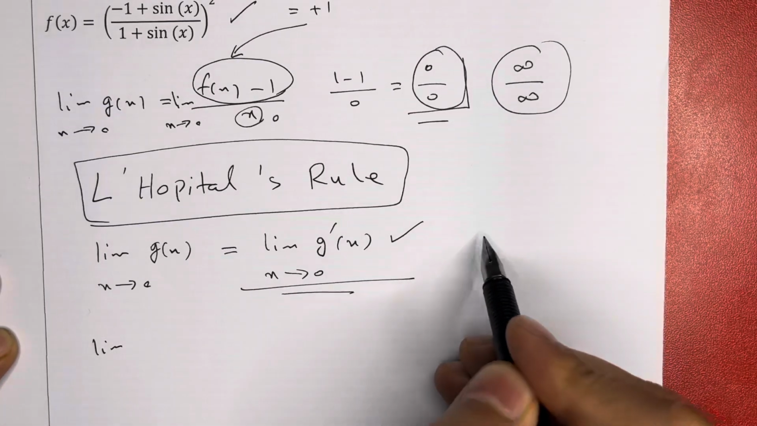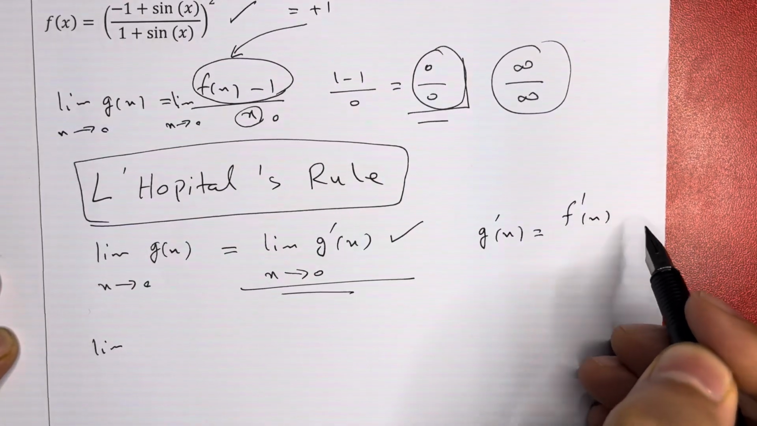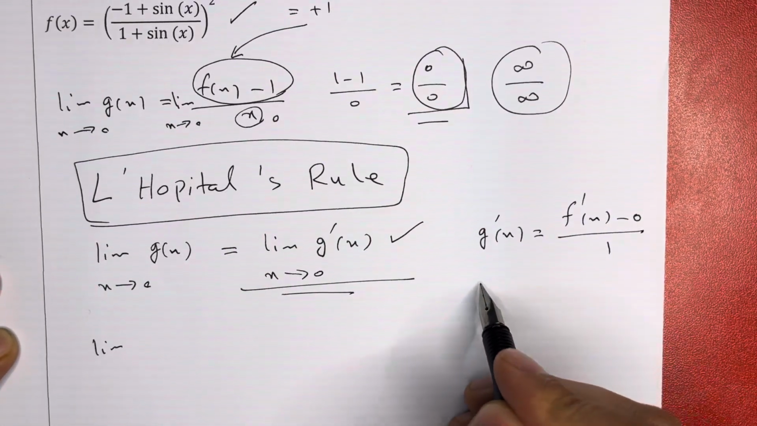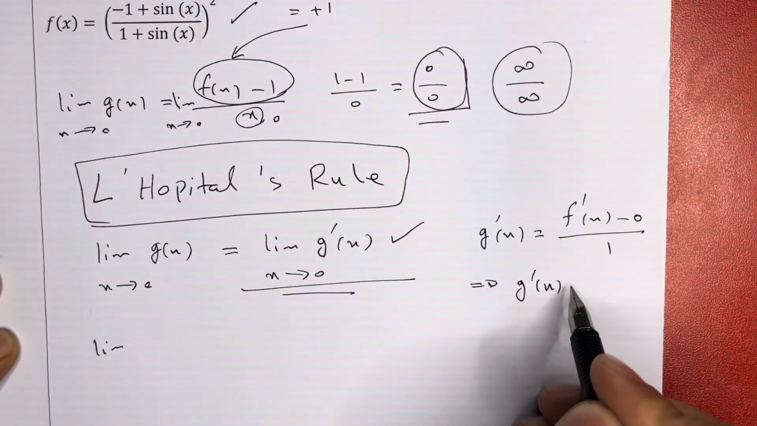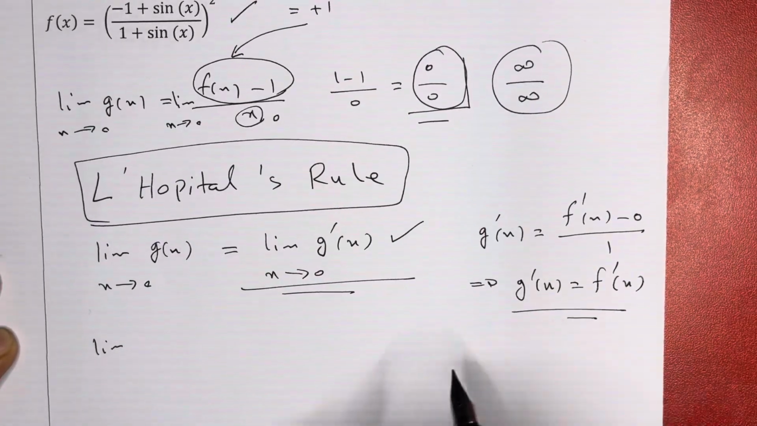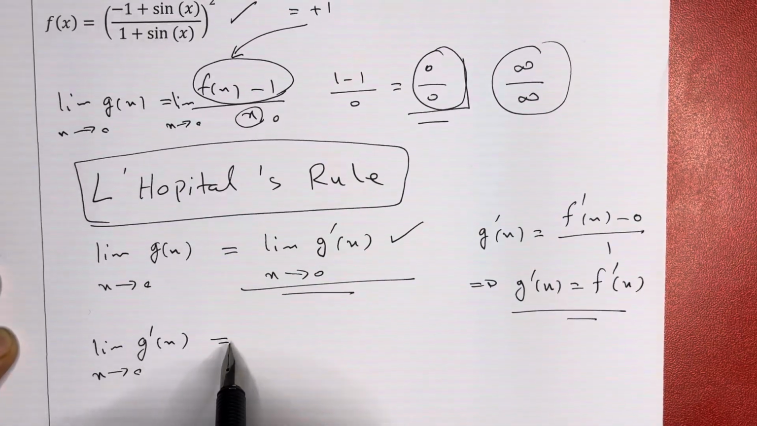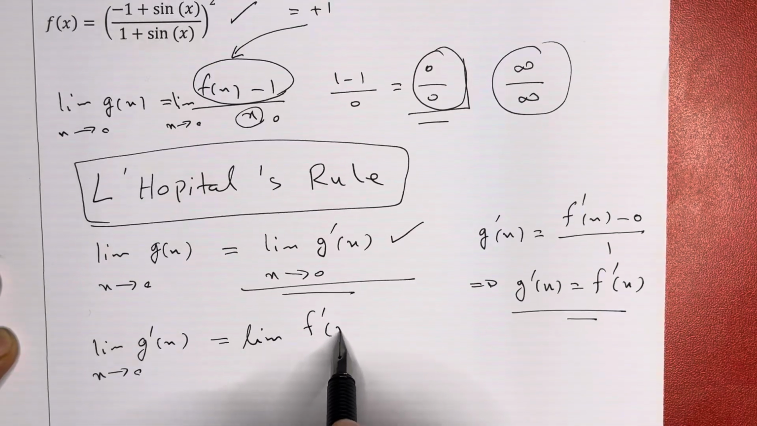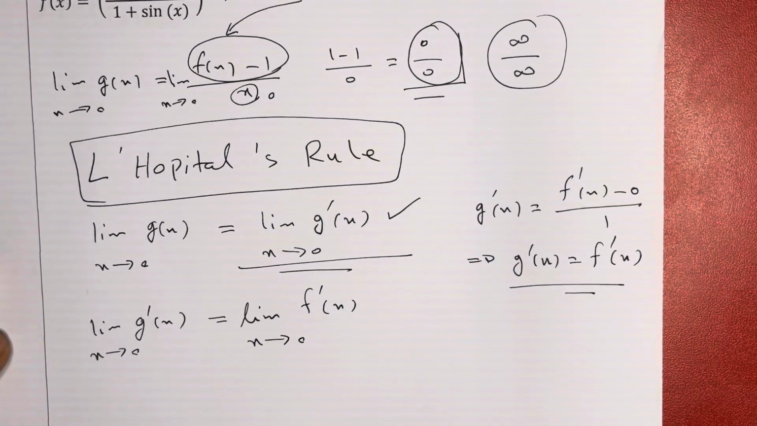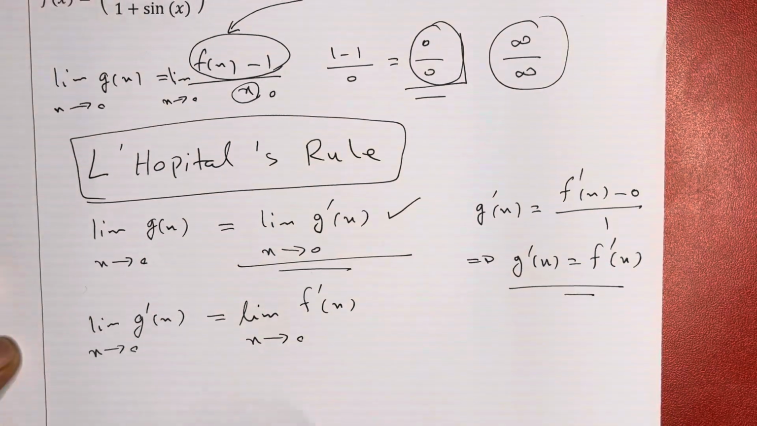So g prime x will be f prime x. The derivative of 1 is 0, and the derivative of x in the denominator is going to be 1. That means g prime x is f prime x. That's it. So then we are going to calculate the limit of g prime x as x goes to 0, or the limit of f prime x when x goes to 0. That makes our job much easier. Now take the derivative of f.